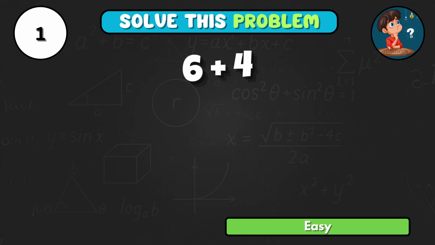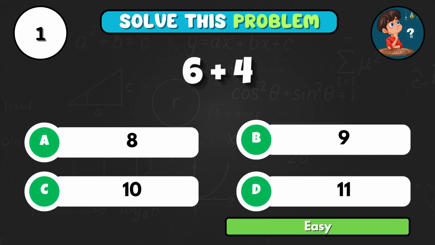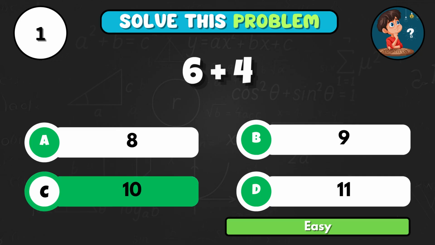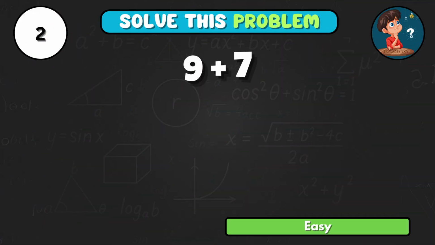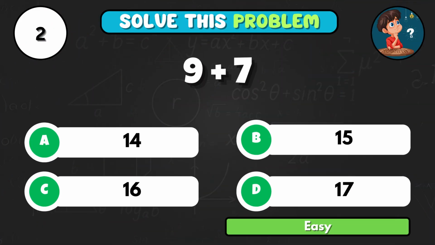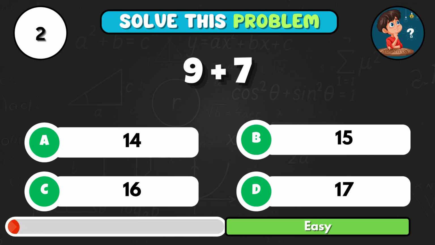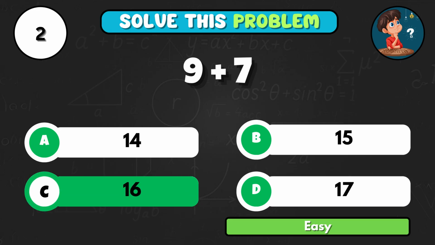Let's start simple. What's 6 plus 4? The correct answer is option C. That's 10. Add 9 to 7. Can you work it out? Option C is right. You get 16.